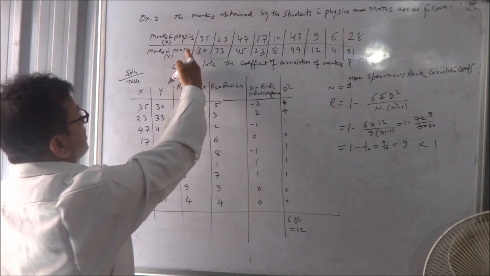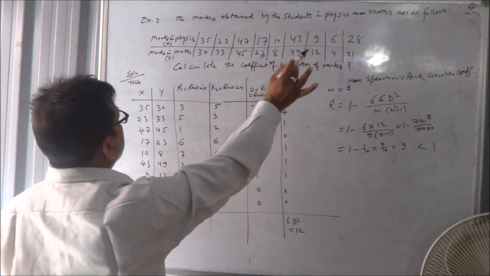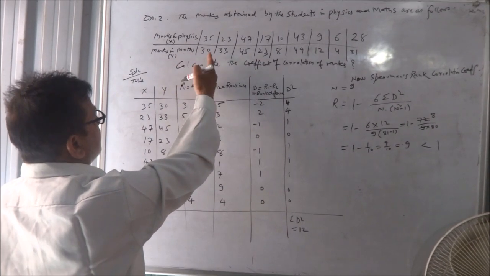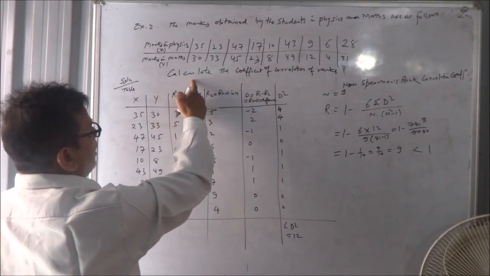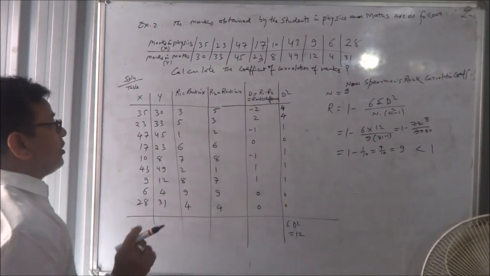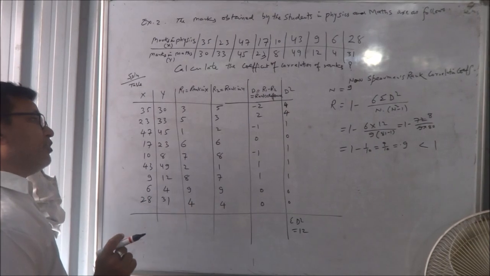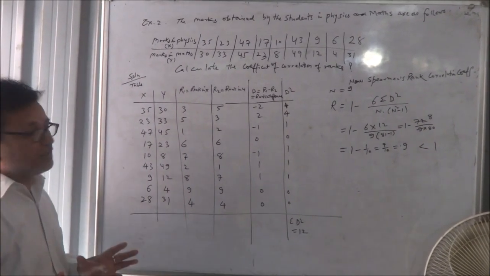The marks in physics are given as 35, 23, 47, 17 up to 28, and the marks in maths are given as 30, 33, 45 up to 31. Now calculate the coefficient of correlation of ranks. For this, the coefficient of correlation of ranks means you have to find Spearman's rank correlation coefficient.